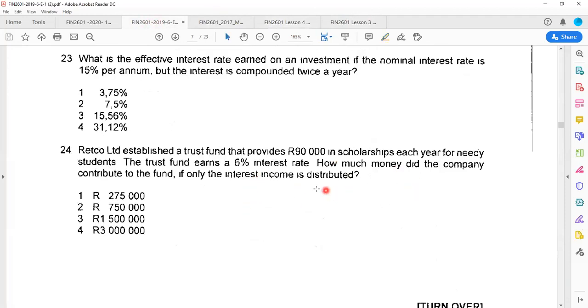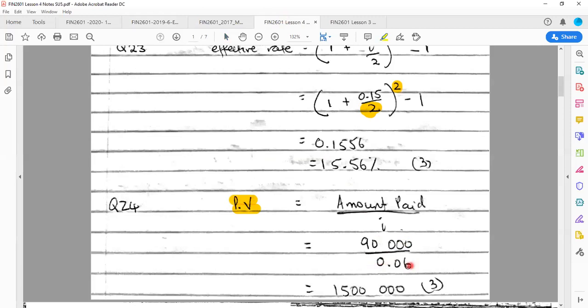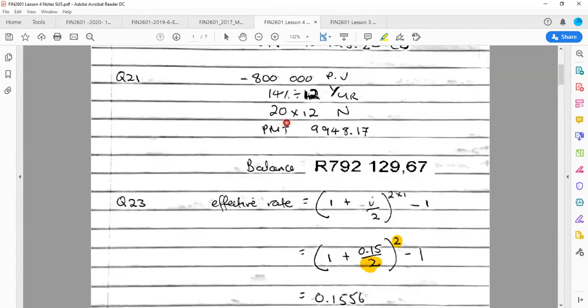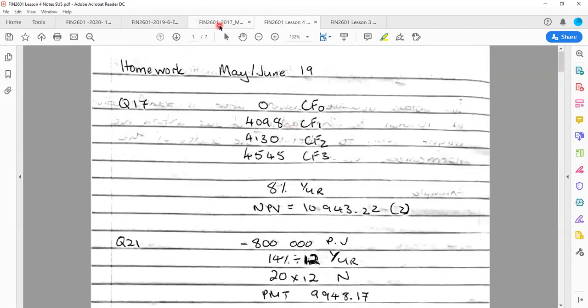How much in total had been contributed to the fund, because the fund provides an annuity of 90,000 Rand each year and is being received indefinitely. There's no time here. So we just say 90,000 Rand divided by 6%, 90,000 over 0.06, and that gives us 1.5 million. So this is a perpetuity in which the present value is 1.5 million and the interest is 6%, and you're receiving 90,000 Rand each year. Okay. So those are the questions I asked you to look at as homework. I hope you were able to do them.